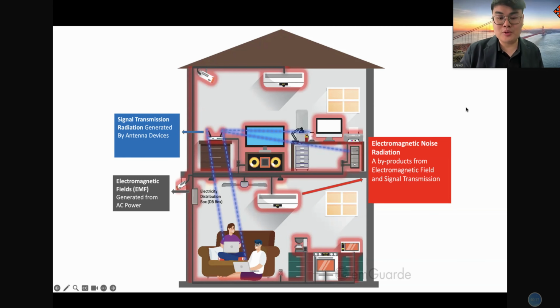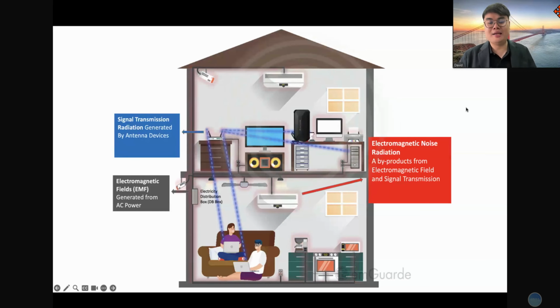So let's say now you're putting one emGuarde in the house, okay, as shown in the picture. When you activate the emGuarde, it's able to suppress targeted electromagnetic noise energy within a 4-meter radius coverage range. All right.